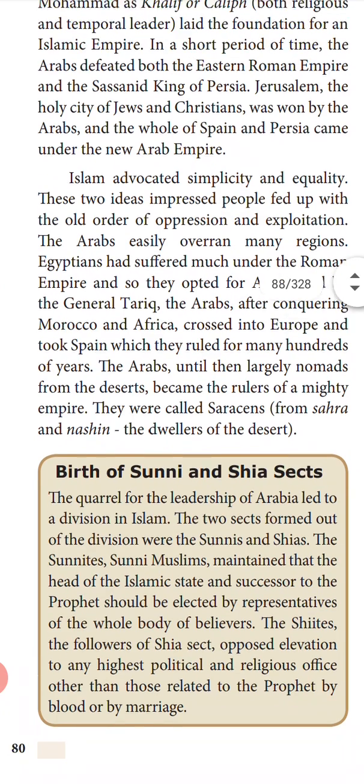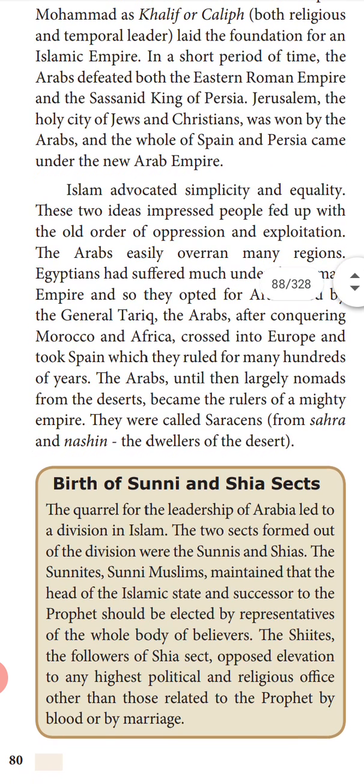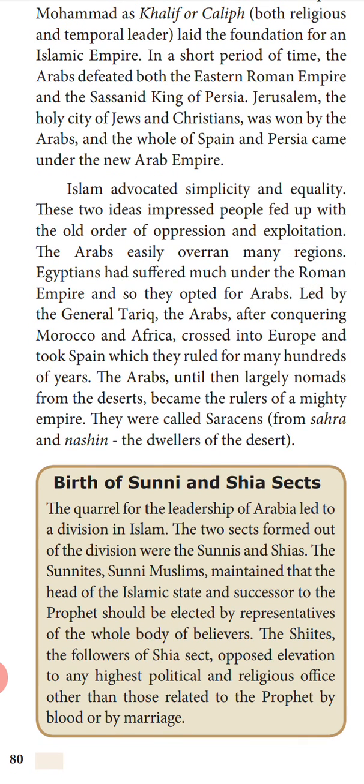The quarrels for the leadership of Arabia led to the division in Islam. The two sects formed out of the division were the Sunni and the Shias. The Sunni Muslims maintained that the head of the Islamic State and successor to the Prophet should be elected by the representatives of the whole body of believers. The Shiites, the followers of the Shia sect, opposed elevation to any highest political or religious office of anyone other than those related to the Prophet by blood or by marriage.